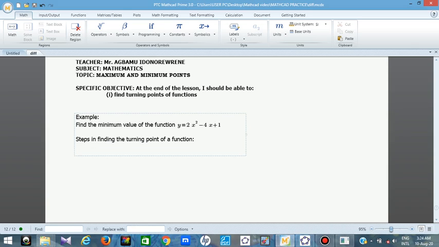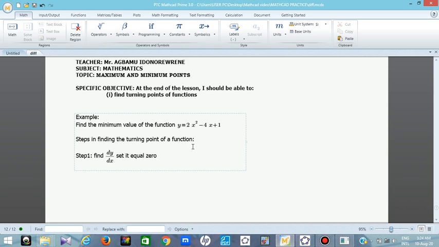Let's start with step 1. Step 1 is to find dy/dx. So find dy/dx. That is the first step. After finding dy/dx, then set it equal to 0.